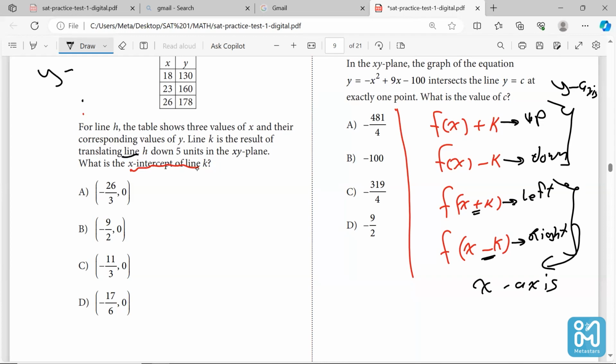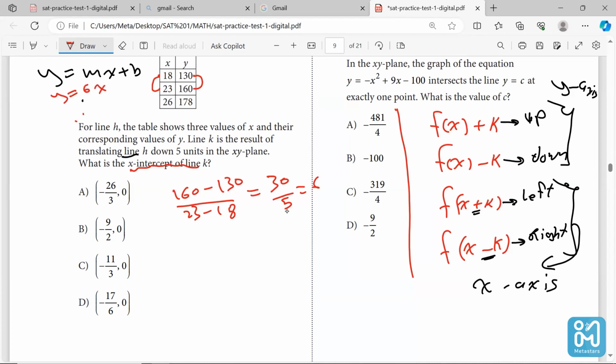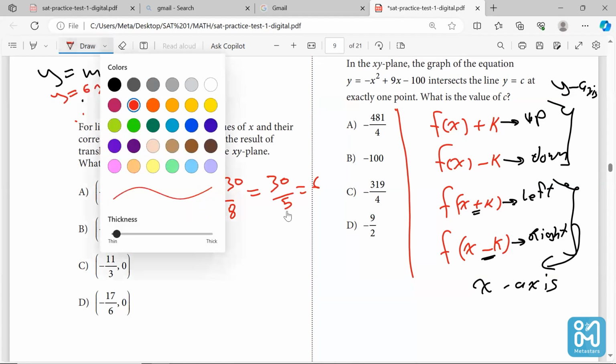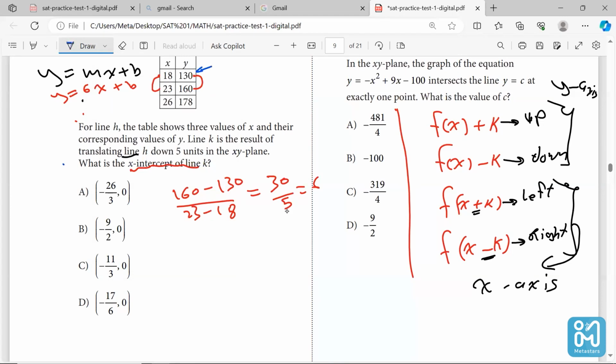And here I'm talking about a line, so the equation of the line is y equals mx plus b. Now, let's find the equation of the line. Let's find the slope: 160 minus 130 over 23 minus 18. It's going to be 30 over 5, which gives us 6. So I have y equals 6x plus b. How are we going to find b? Let's plug in one of the points.